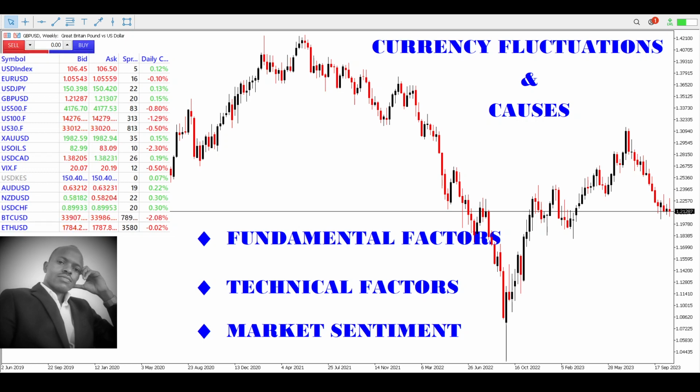The Forex market is influenced by a wide range of factors. As you can see on this chart, we have named fundamental factors, technical factors, and market sentiment as key causes of currency fluctuations.